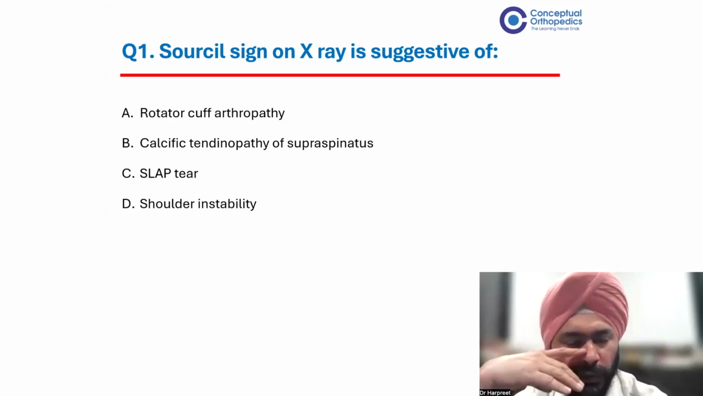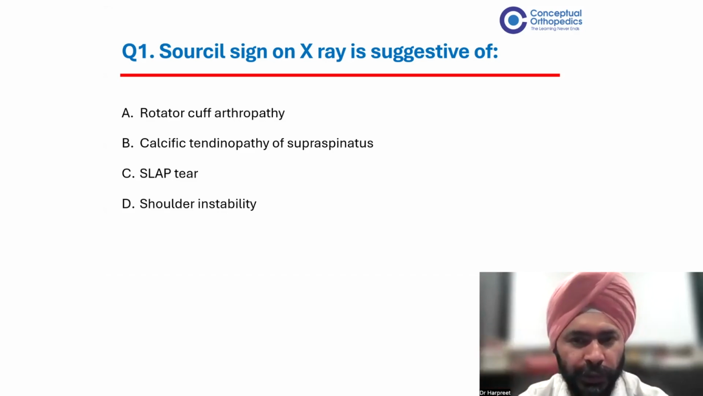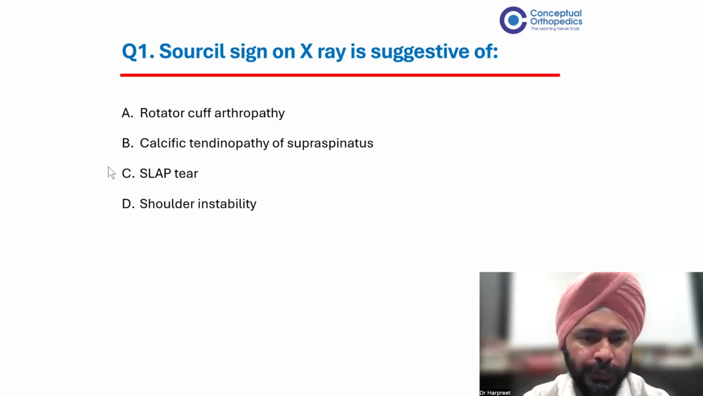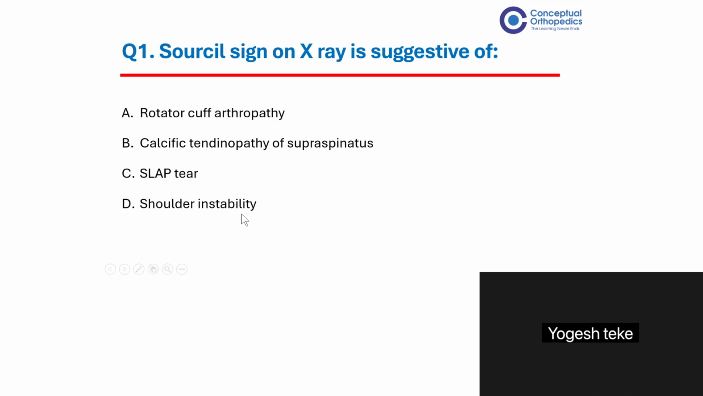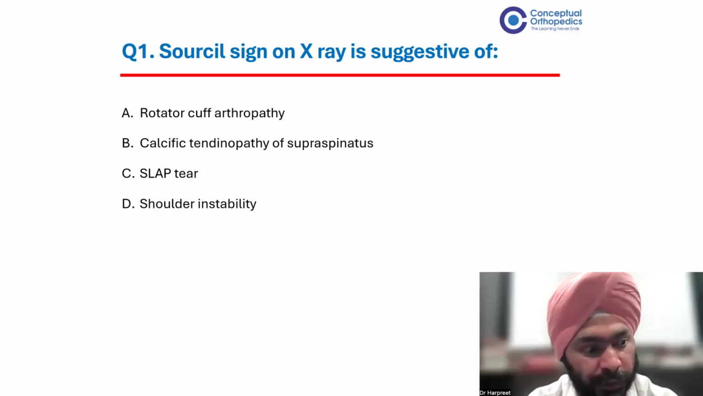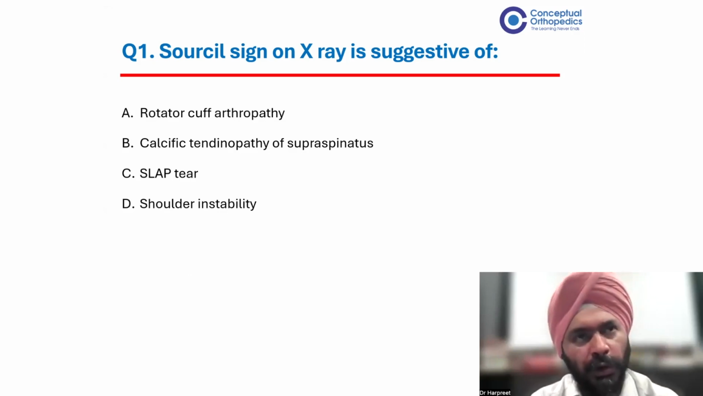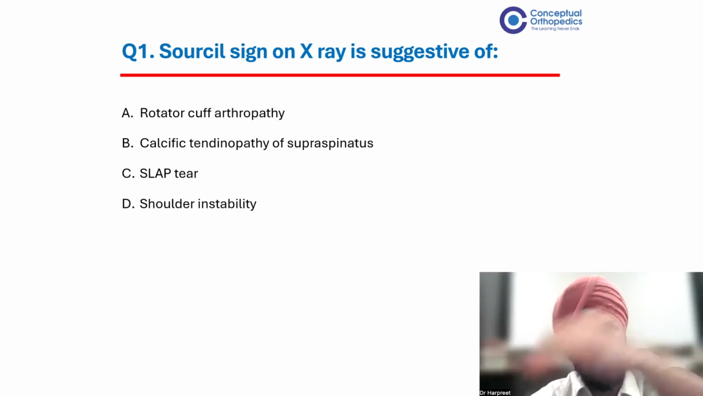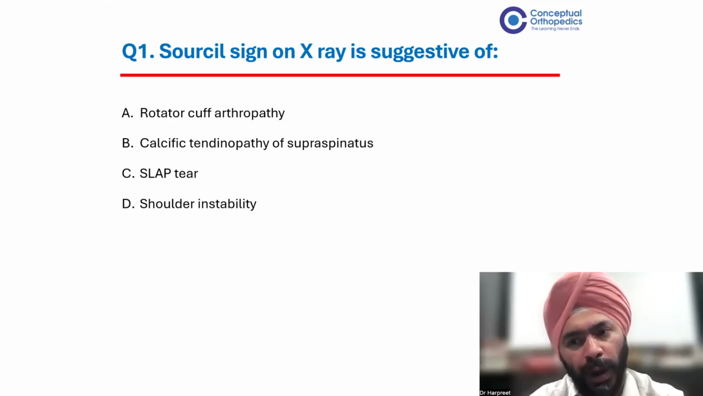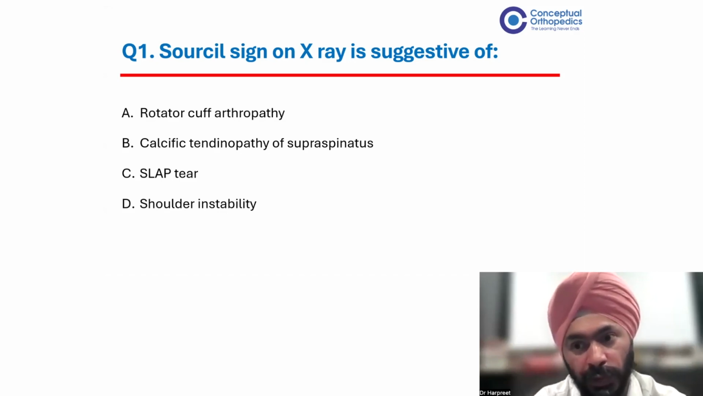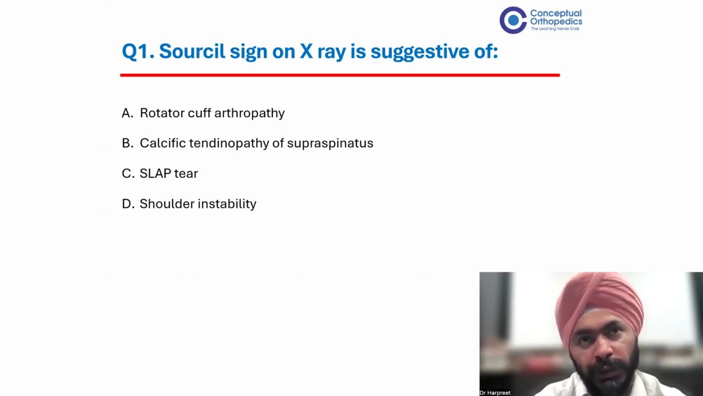What is Sourcil sign? Can you explain, Yogesh? Any idea what is Sourcil sign? No, sir. So Sourcil sign is also seen in osteoarthritis of hip. There is sclerosis of the supralateral part of the acetabulum, which is the first sign of osteoarthritis of hip, similar to subchondral sclerosis, which is the first sign in knee osteoarthritis.